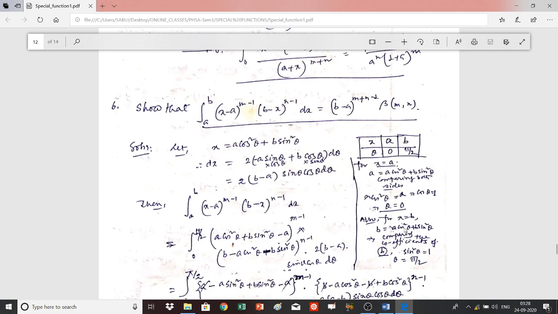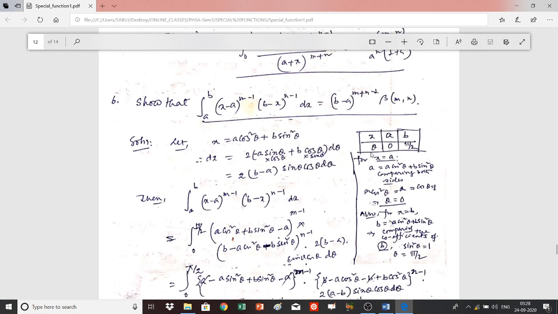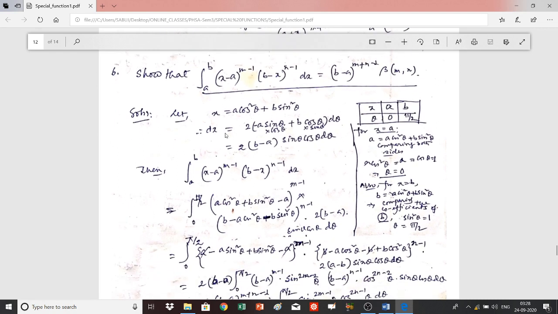And in a similar way, if you use x is equal to b in this relation, so b will be equal to a cos square theta plus b sin square theta. Just comparing both sides, you will easily find out the coefficient of b from both sides, that will give you sin square theta is equal to 1. In this case also, we compared the coefficient of cos square theta. So here the coefficient of cos square theta will give you 1, sin square theta will give you 1, or theta is equal to pi by 2. So the limits are 0 and pi by 2 in case of theta.